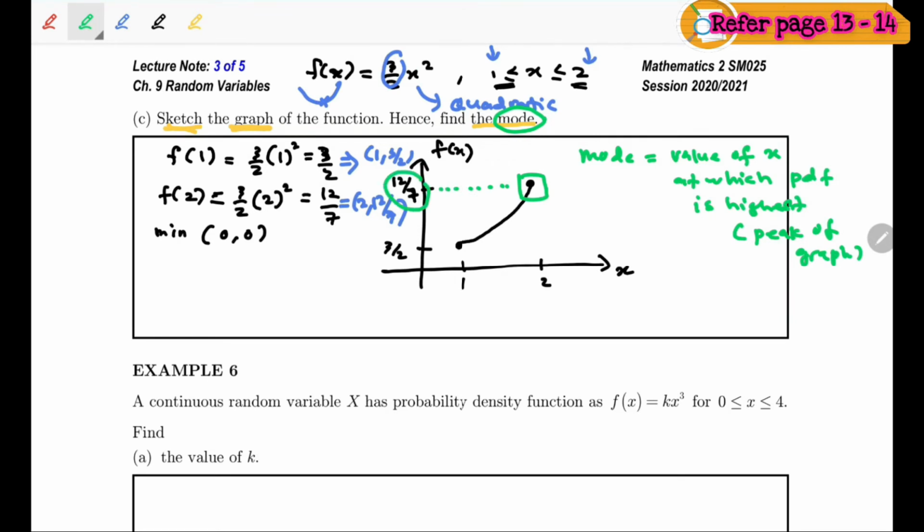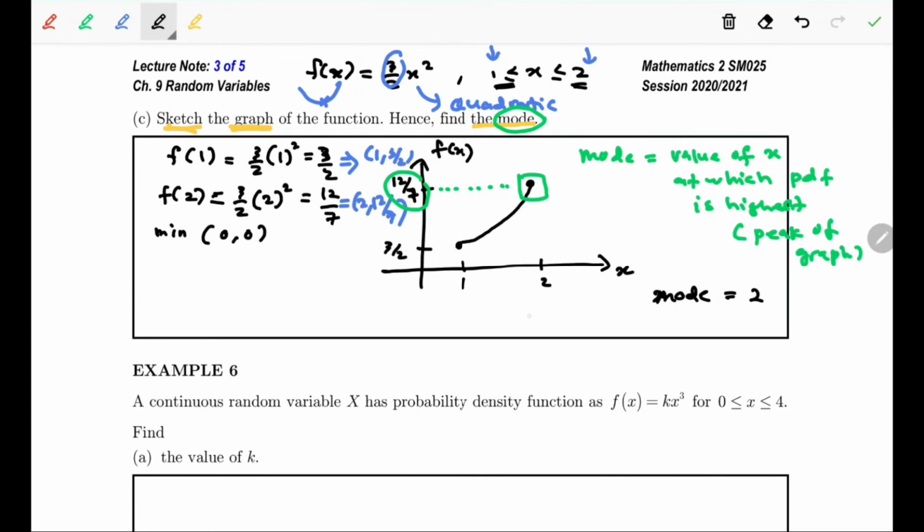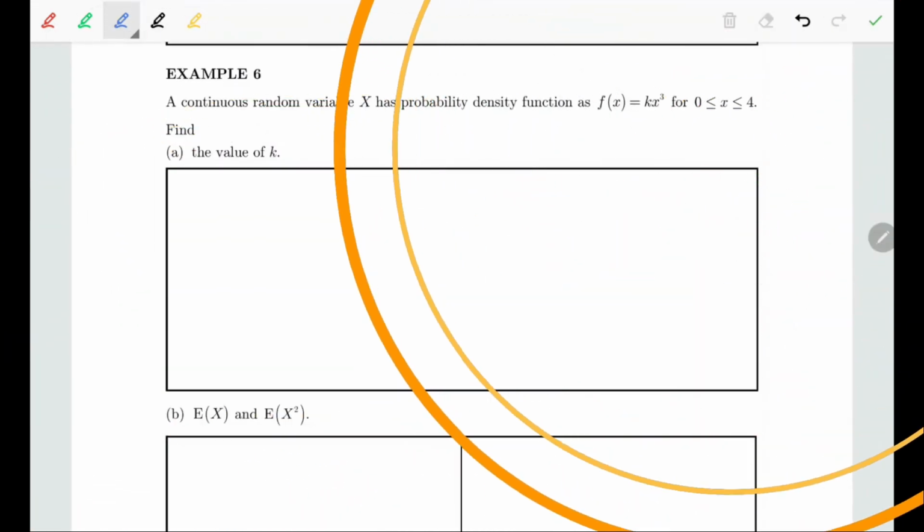So that x is the mode. So the conclusion here, the mode for this function is 2. So the answer is 2, since when x equals 2, that will give you the highest probability. Okay, so we have done example 5.